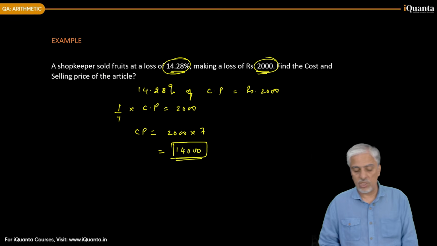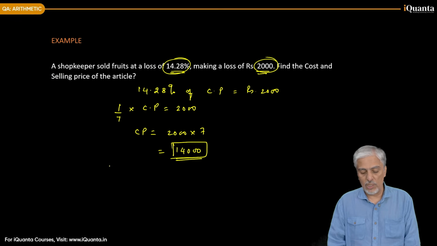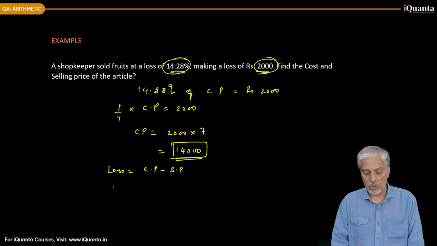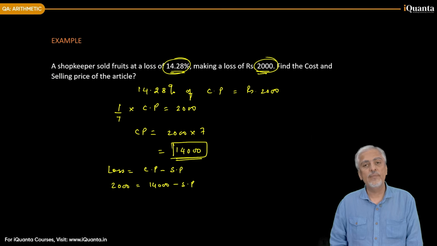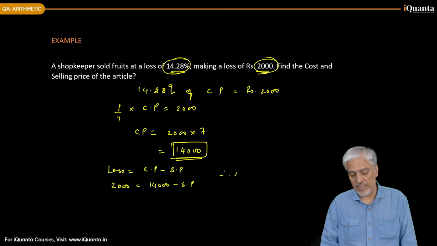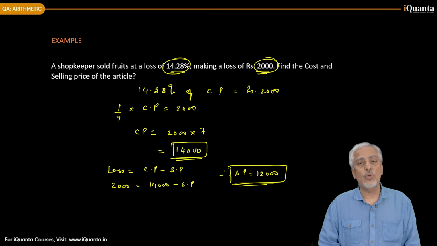You had made a loss. So how will we find the selling price? What was the formula for loss? Loss was cost price minus selling price. So 2,000 is 14,000 minus selling price. And therefore selling price will be less this time. And therefore selling price will be 12,000, right?